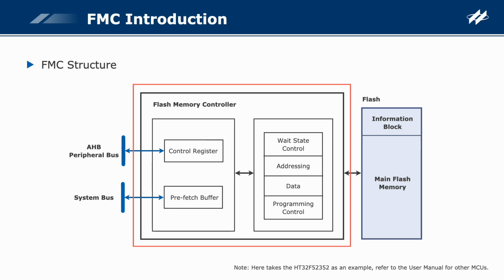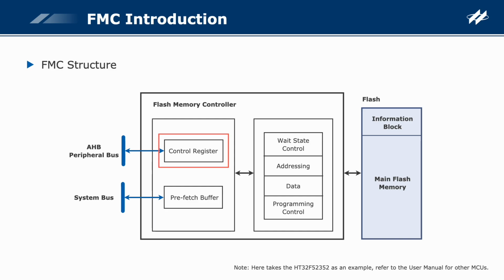The middle of the block diagram shows the main internal structure of the FMC, including programming interface, control register, prefetch buffer, access interface, and so on. The control register part is used to configure and control the various operating parameters of the flash memory. The prefetch buffer part is used to reduce the wait state of the CPU. The wait state control part is used to manage the wait cycles during flash memory access. The addressing part is used to ensure that stored data can be correctly located and accessed. Data includes the data to be transmitted. The programming control part is used to program or erase the flash memory.